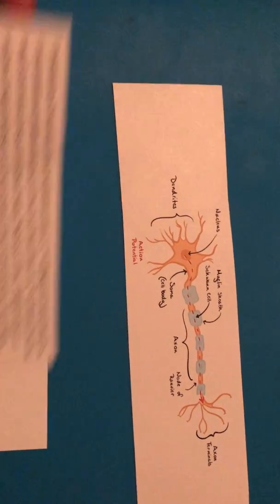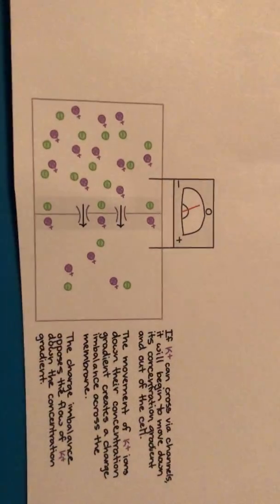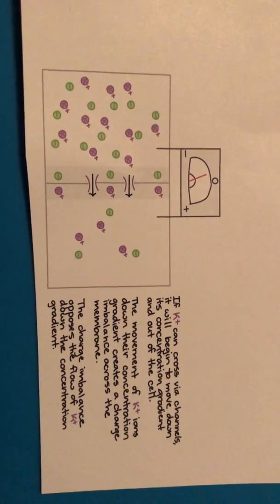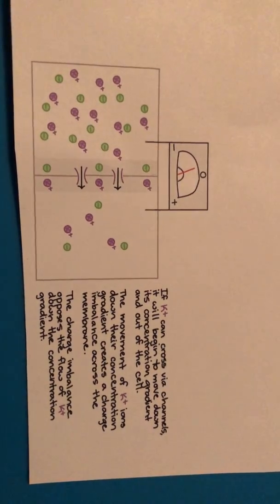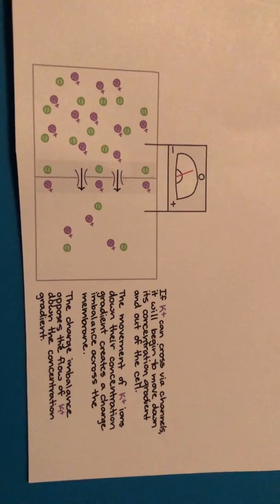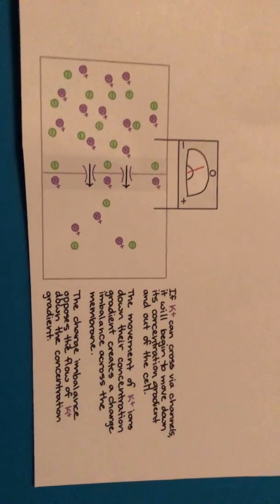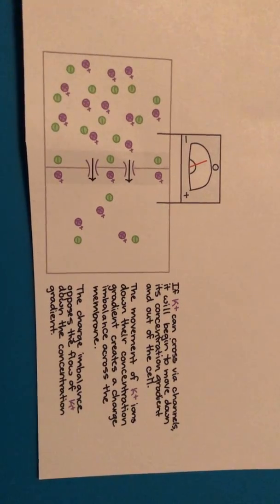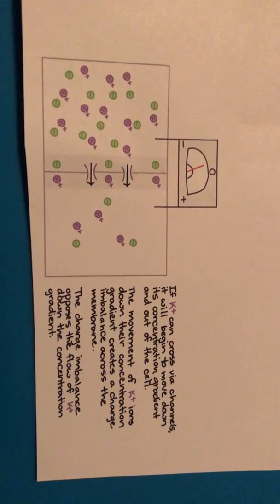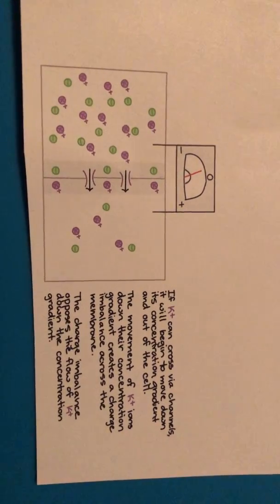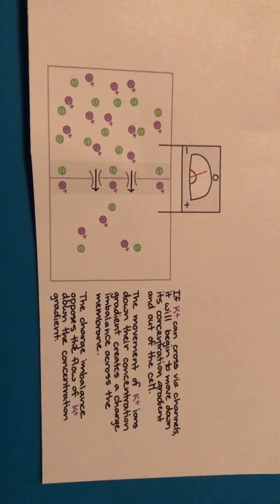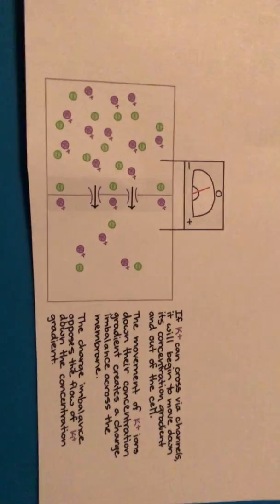across the membrane. So again, I wanted to show you guys the internal, what it does on the inside. As you can see, if potassium can cross via channels, it will begin to move down its concentration gradient and out of the cell. The movement of potassium ions down their concentration gradient creates a charge imbalance across the membrane. The charge imbalance opposes the flow of potassium down the concentration gradient.